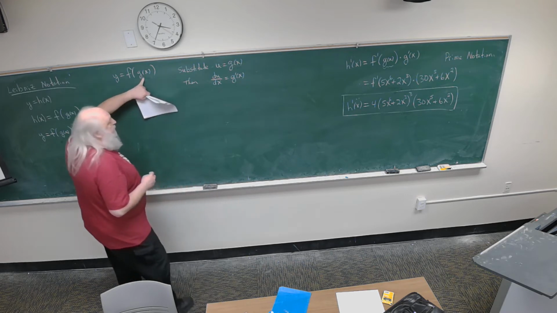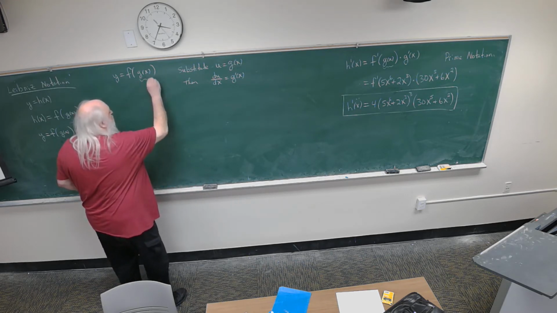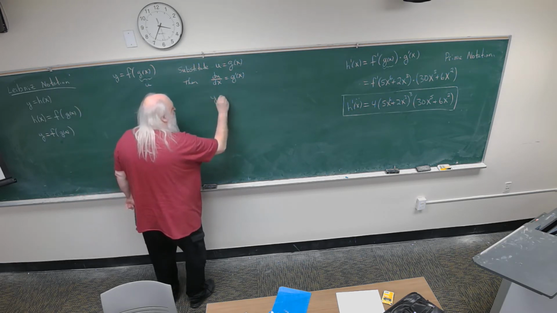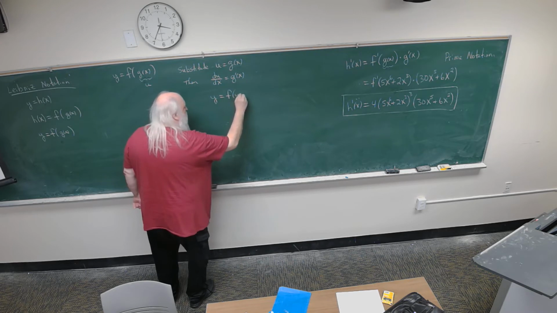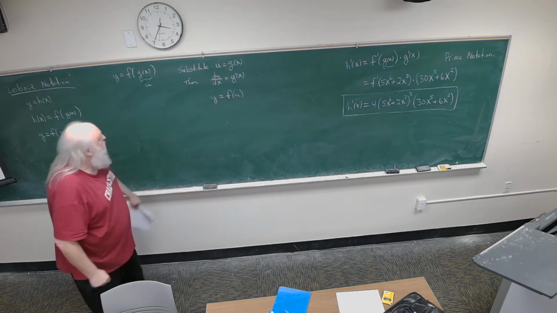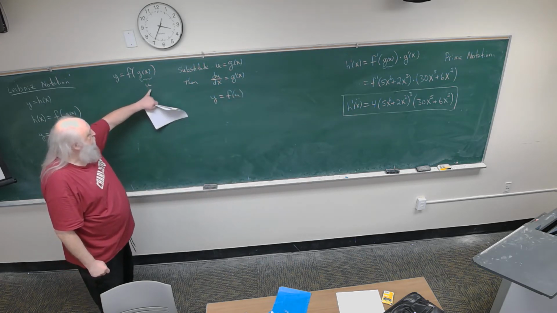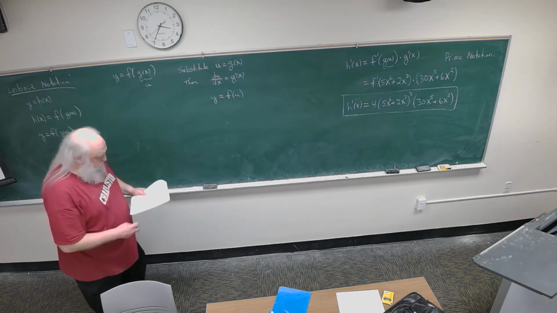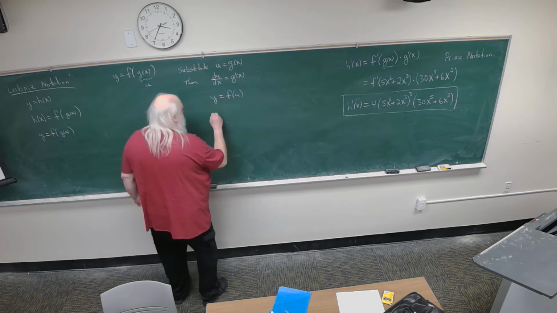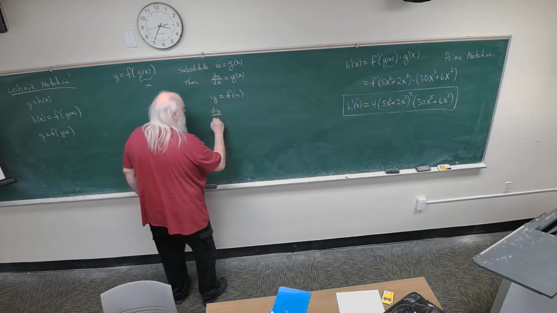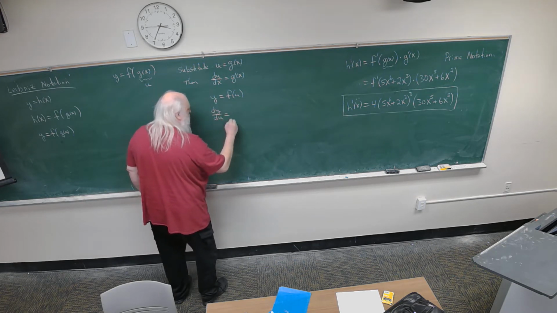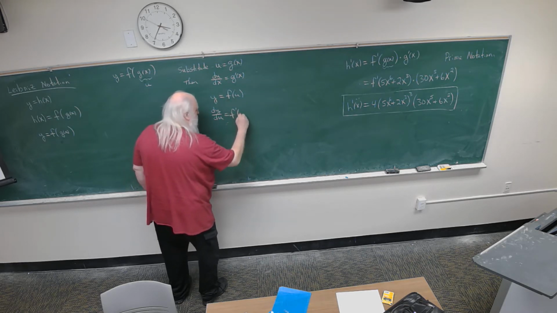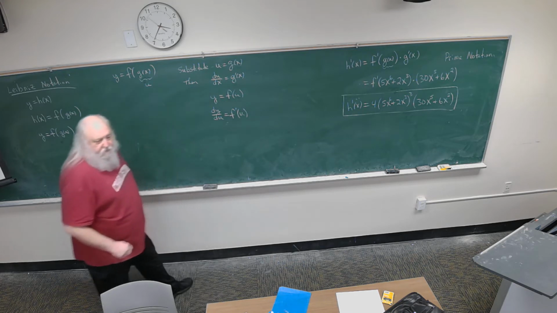When we replace g of x here with u, we now have y is equal to f of u. F is a function of u. So y is now a function of u, and the derivative of y with respect to u is equal to the derivative of f with respect to u, which is f prime of u.